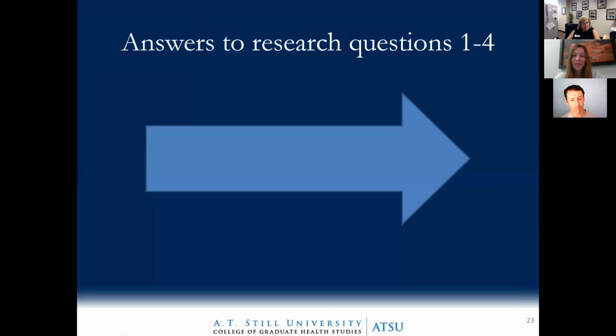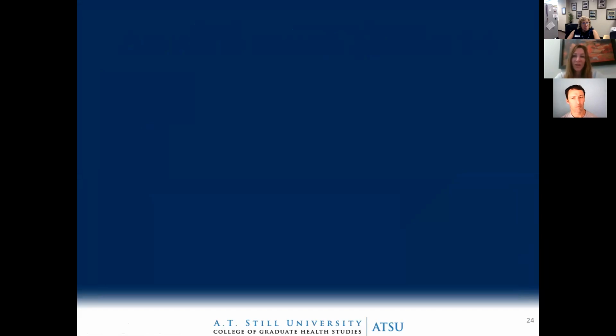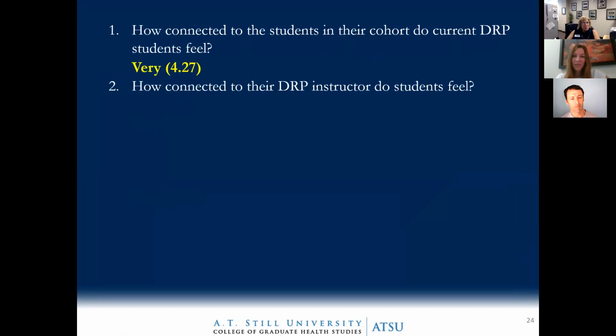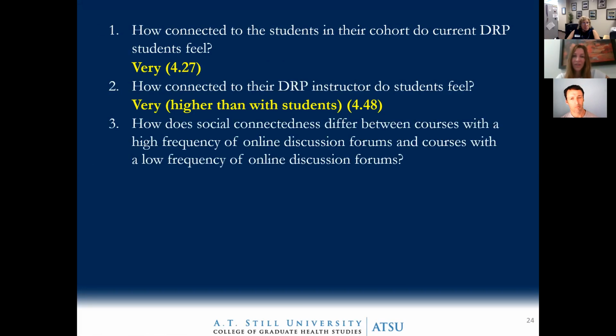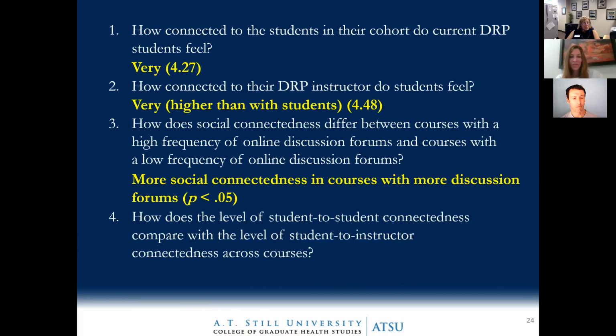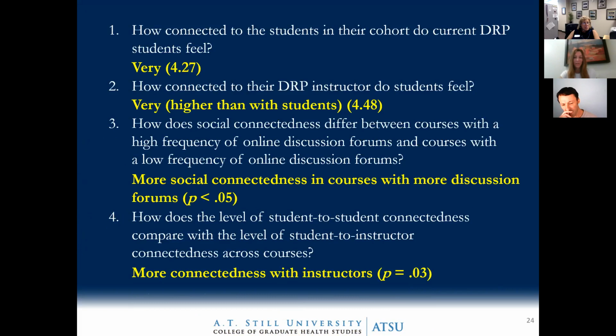Okay. So answers to the research questions 1 through 4. How connected to the students in their cohort do current DRP students feel? Very. How connected to their DRP instructor do students feel? Very, and higher than with students. How does social connectedness differ between courses with a high frequency of online discussion forums and courses with a low frequency of online discussion forums? More social connectedness in courses with more discussion forums. How does the level of student-to-student connectedness compare with that of student-to-instructor connectedness across all courses? There's more connectedness with instructors.